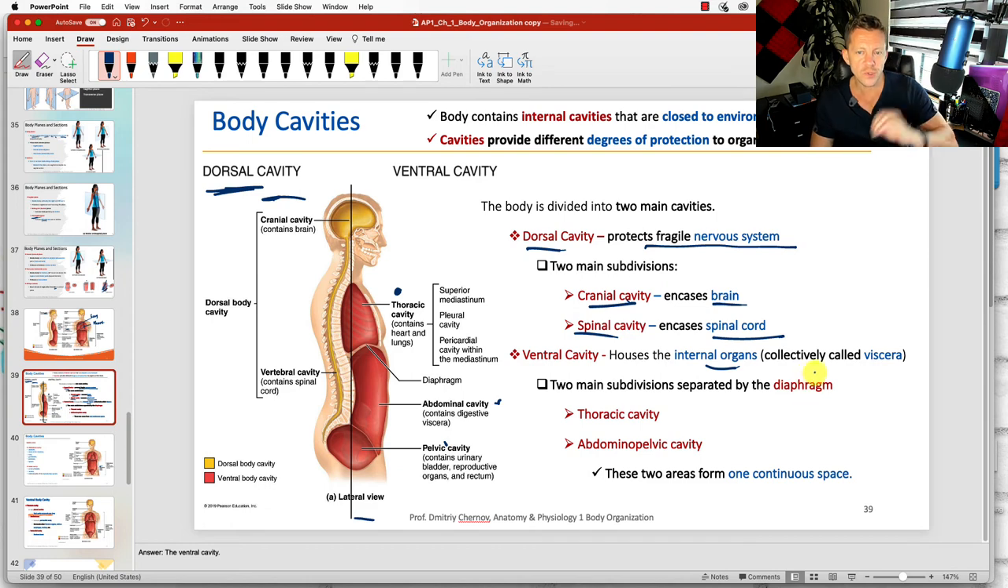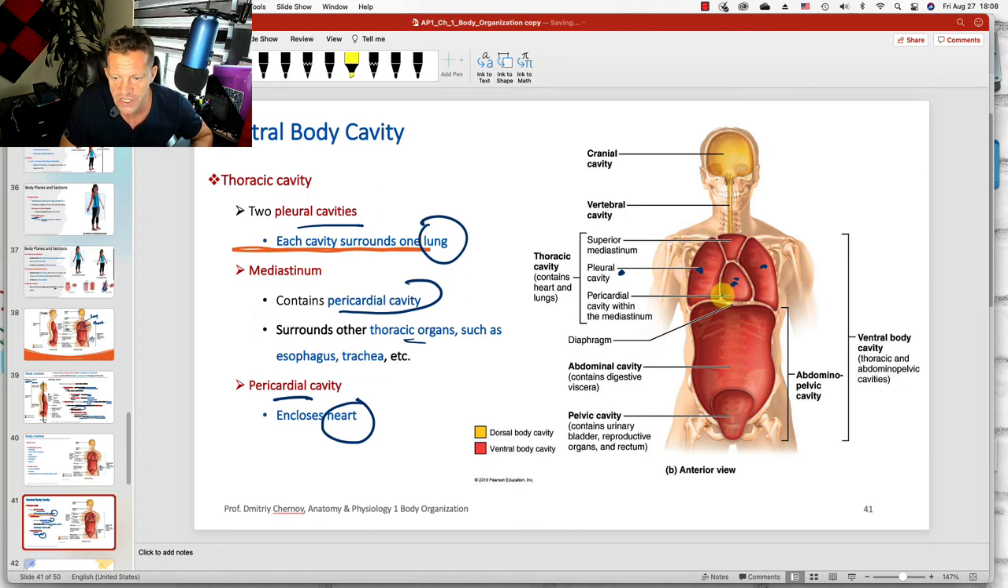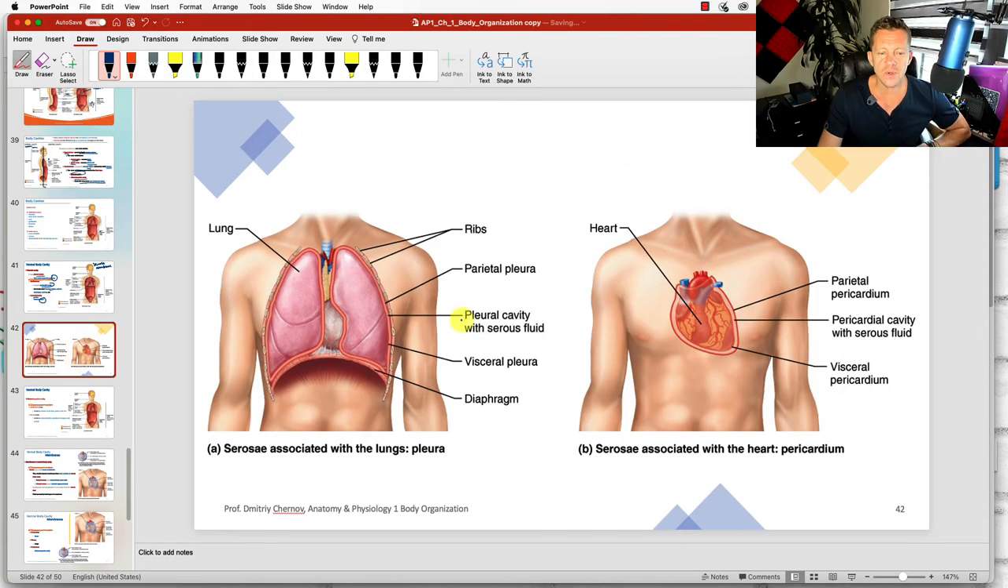When we refer to organs, we can collectively call them viscera. So all of the organs together are collectively called viscera. The thoracic cavity has the pleural cavity, and the pleural refers to a lung. And the cardial or pericardial cavity refers to the heart. So the pleural cavity is the lungs, and the pericardial is the heart. But each cavity is separated by its own serosa membrane.